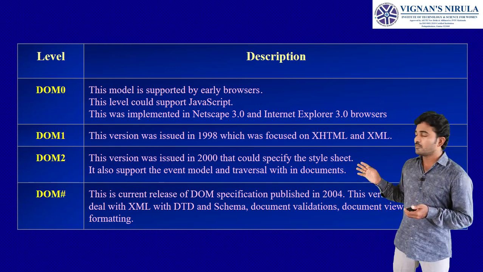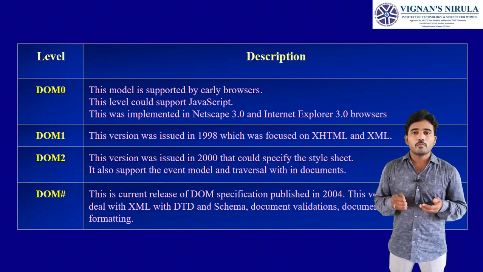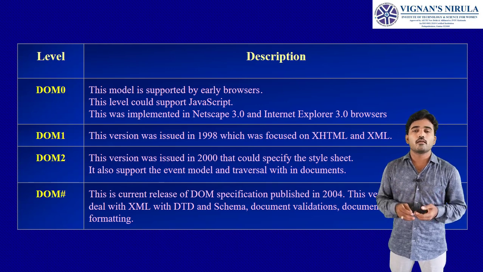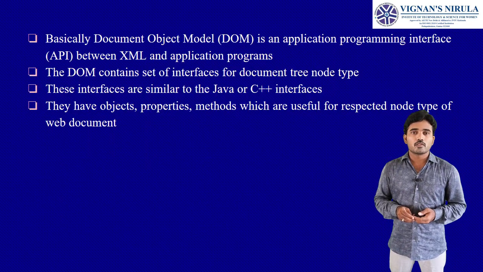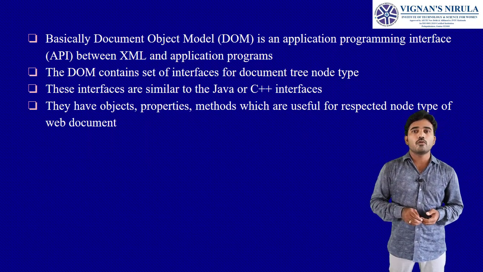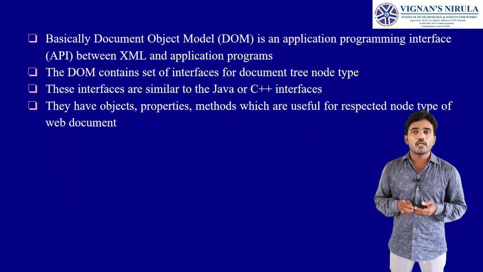Whereas coming to DOM 3, this is the currently used version of the DOM, and it was published in the year 2004. This version could deal with XML, with DTD, as well as with schema, that is XML schema, and it may be used for document validation, and it is used for document views as well as formatting. Understood? So now basically the document object model is an application programming interface between the XML and application programs.